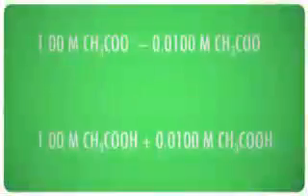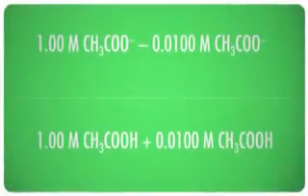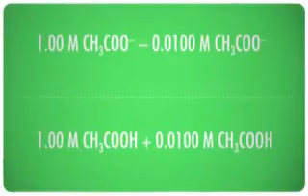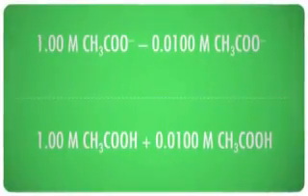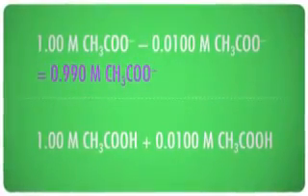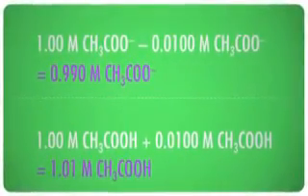To neutralize 0.01 molar HCl, or more specifically 0.01 molar H+, the acetate concentration must decrease by 0.01 moles per liter, simultaneously increasing the acetic acid concentration by 0.01 moles per liter. That leaves us with 0.99 molar acetate and 1.01 molar acetic acid.